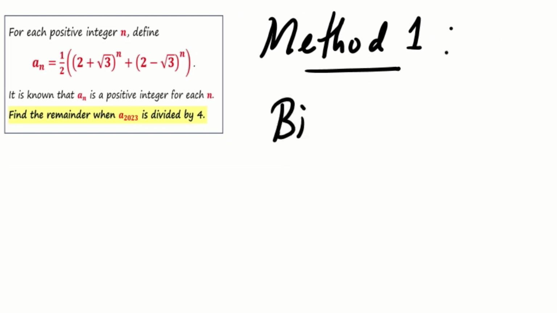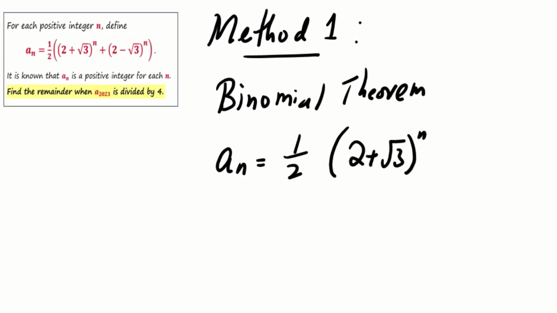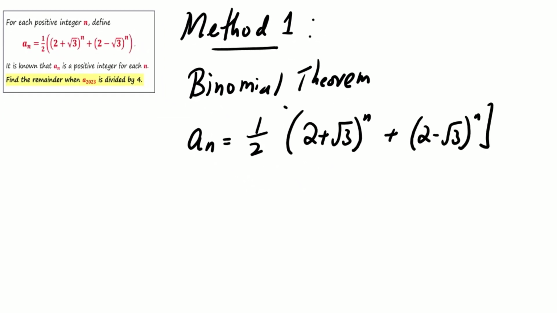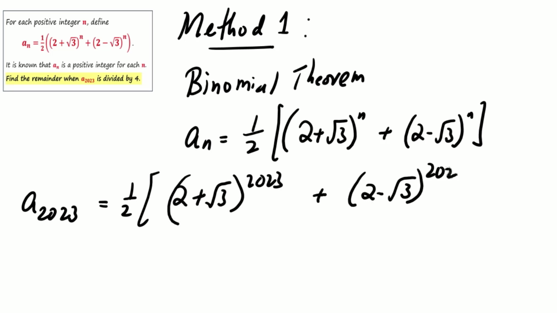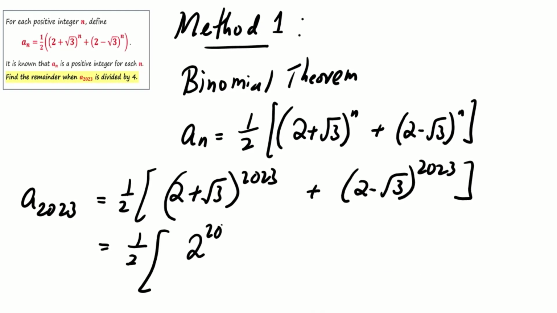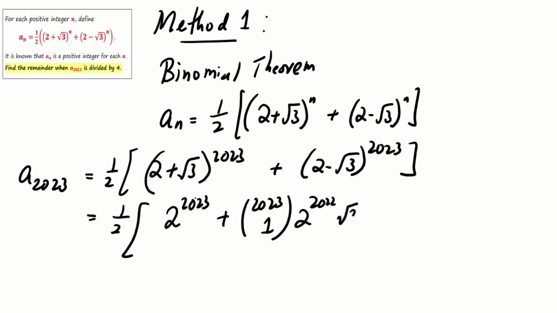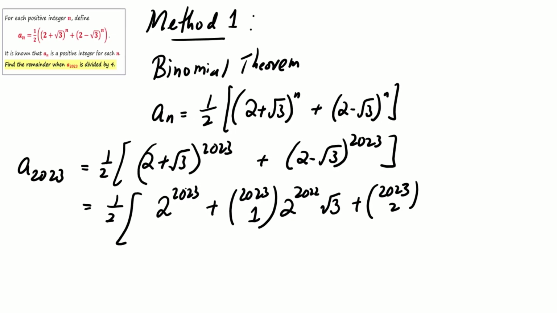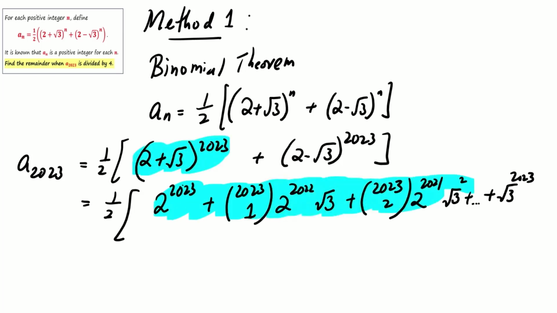So for method number 1, we are going to use the binomial theorem. Since a_n equals half of (2 plus square root 3) to the power of n plus (2 minus square root 3) to the power of n, then a_2023 equals half of (2 plus square root 3) to the power of 2023 plus (2 minus square root 3) to the power of 2023. And this equals half of 2 to the power of 2023 plus 2023 choose 1 times 2 to the power of 2022 times square root 3 plus 2023 choose 2 times 2 to the power of 2021 times square root 3 squared, and so forth until the last term will be square root 3 to the power of 2023. This is the expansion for 2 plus square root 3 to the power of 2023.